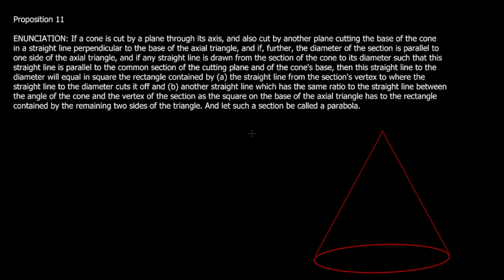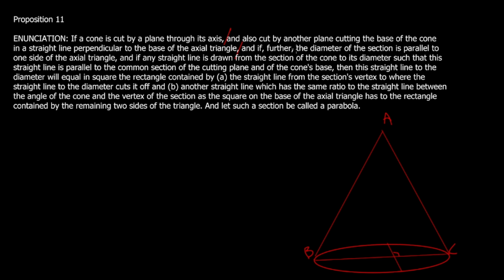So let's do that. If a cone is cut by a plane through the axis, if you hear the words plane through the axis, it's probably always going to be the axial triangle. I guess we'll label it. And also cut by another plane cutting the base of the cone in a straight line perpendicular to the base of the axial triangle. So there's going to be another plane, and it's going to cut this plane so that this is perpendicular.